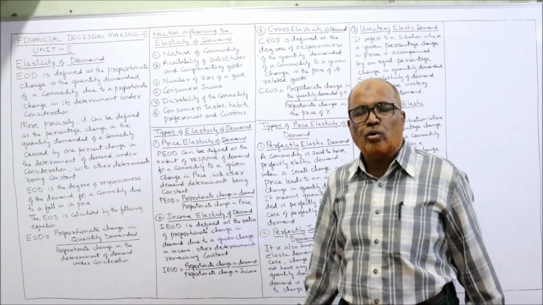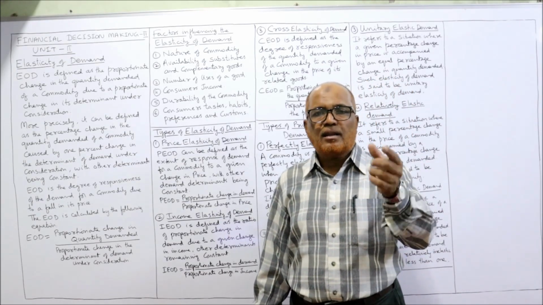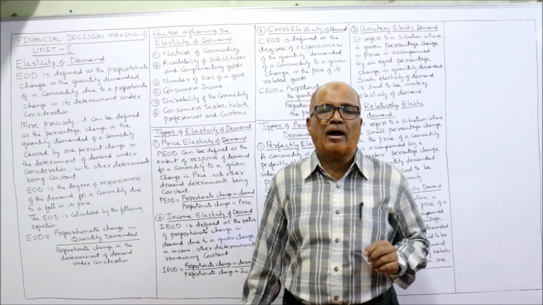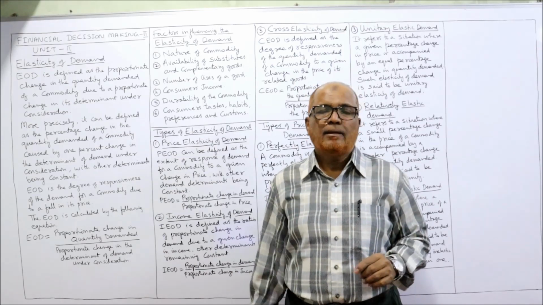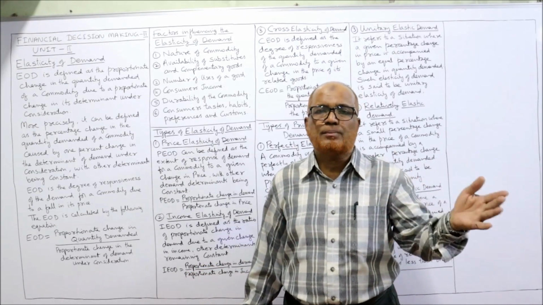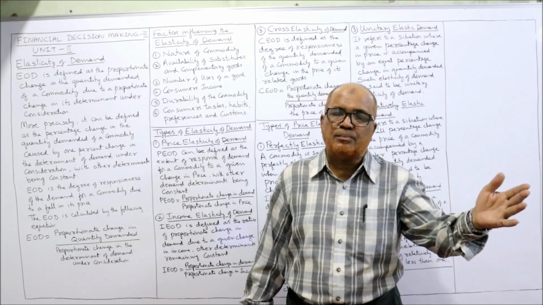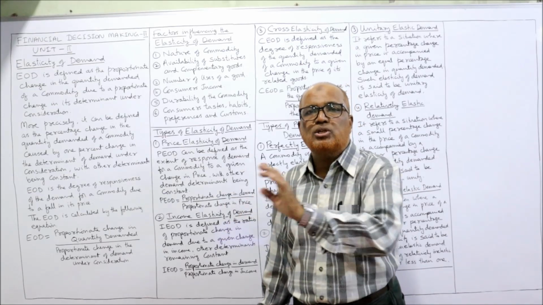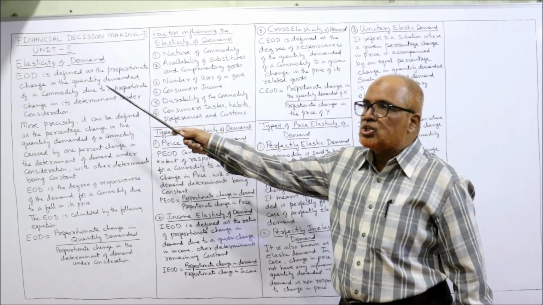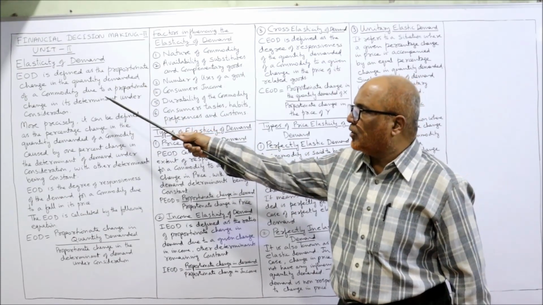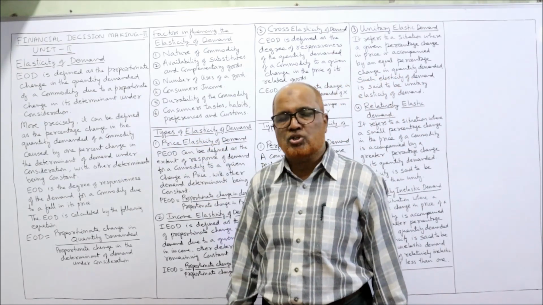Now we are going to concentrate on elasticity of demand. Elasticity of demand means the responsiveness or change in demand due to a change in the determinant of the demand. There are many different determinants like price, income, substitutes, etc. So whenever there is a change in the price, in the income, in the substitute, it leads to a change in demand, right? So elasticity of demand is defined as the proportionate change in quantity demanded of a commodity due to a proportionate change in the determinant under consideration.